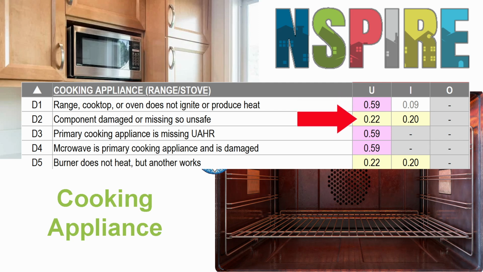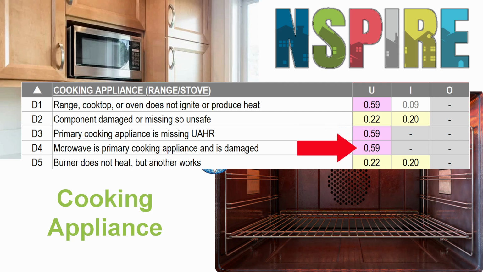Deficiency 2. A component is damaged or missing so that it's unsafe to use the stove or oven. This is worth 0.22 in a unit and 0.2 inside. Deficiency 3, primary cooking appliance is missing. UAHR means unit affirmative habitability requirement. This is a new type of deficiency added to help this inspection mesh well with HQS inspections. This is worth 0.59 in a unit and cannot be cited for the inside or common areas.